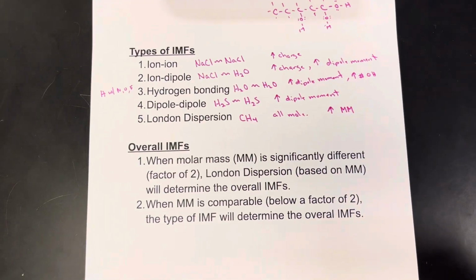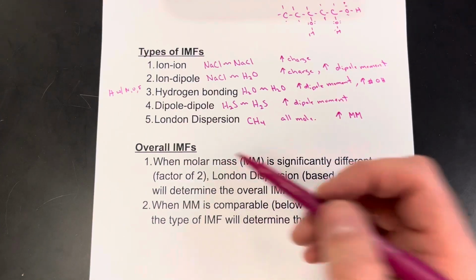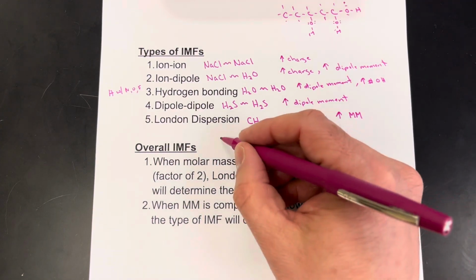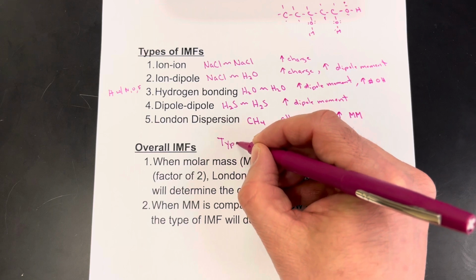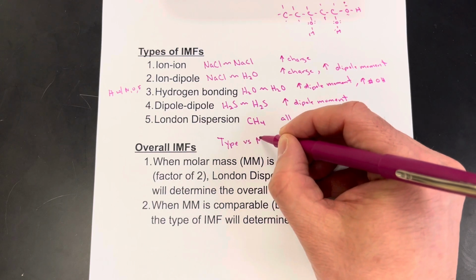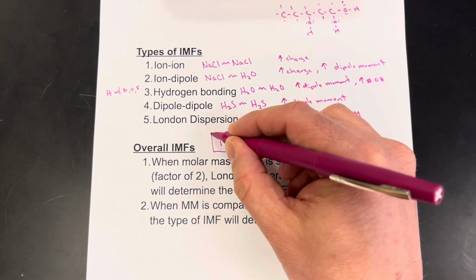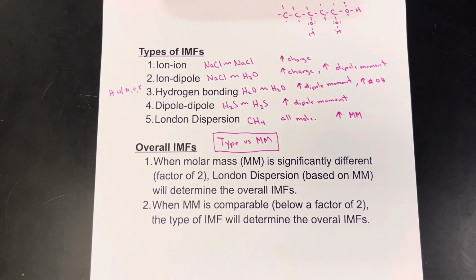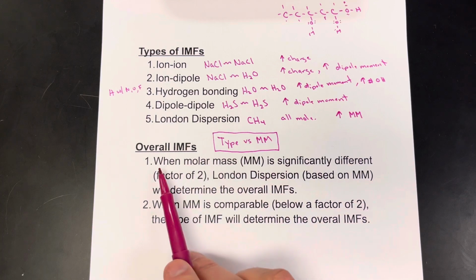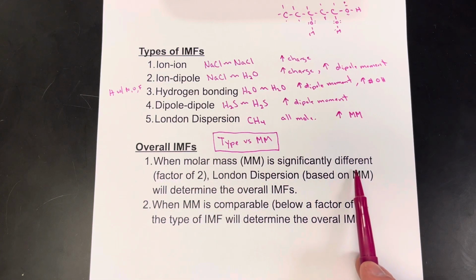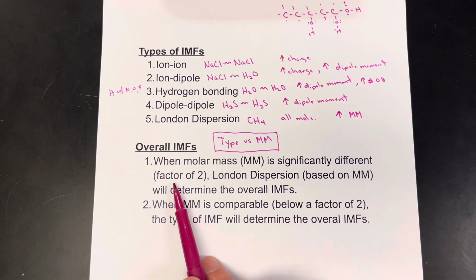When it comes down to overall intermolecular forces, it comes down to 2 things. It comes down to type versus the molar mass. This is the big idea that we're going to try to get across today in our video. So the 2 rules are: when the molar mass is significantly different, and what we're going to call significantly different is a factor of 2, and this is just a guideline. This is not a hard and fast rule, but it's good for introductory students to have an idea of what type of factor we're talking about.